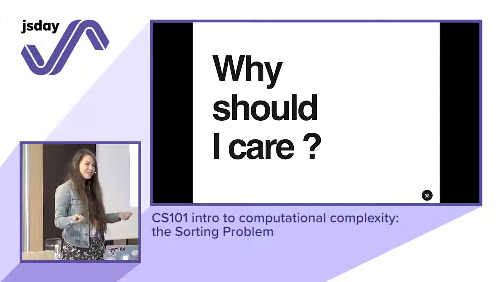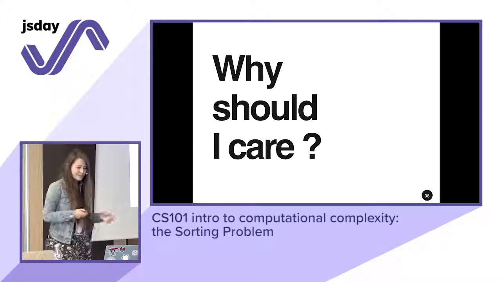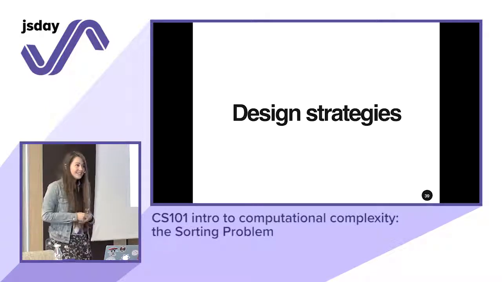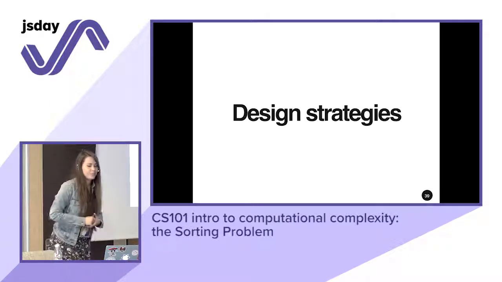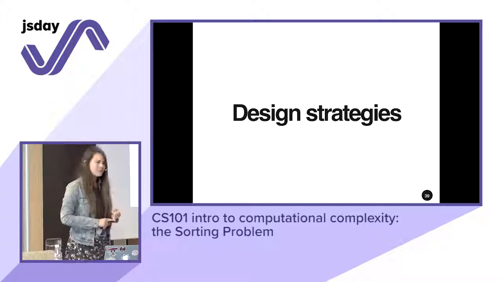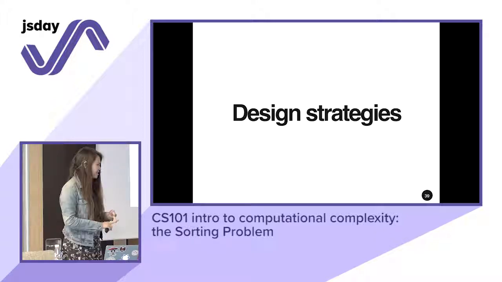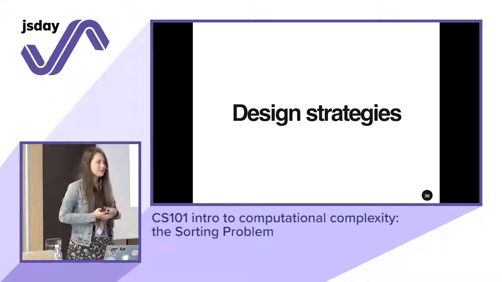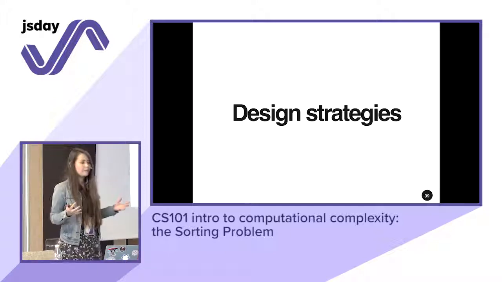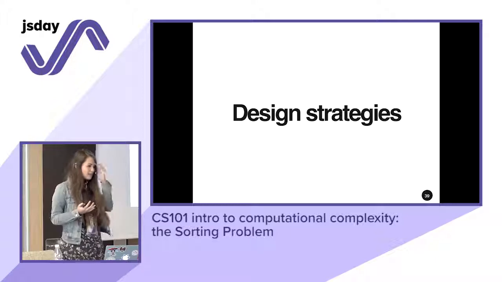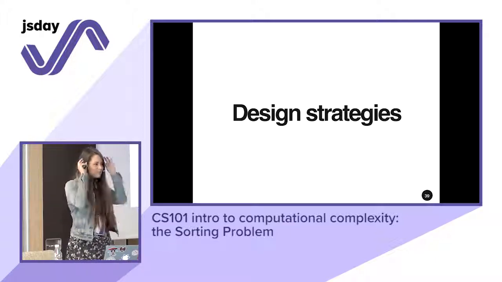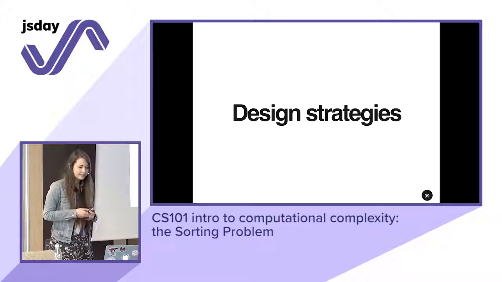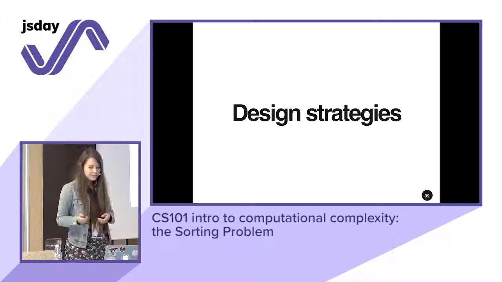Now, why should you care about all of these things that I just told you about? First of all, design strategies. We just talked about concepts like big O notation, divide and conquer, recursion, in-place algorithms. Knowing all these things can give you a really great amount of power to actually solve your problems in a different way. It changes the way you think. It's a different mindset. We have to design our functions in terms of complexity to boost performance.